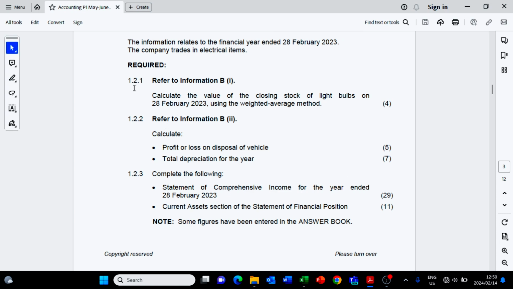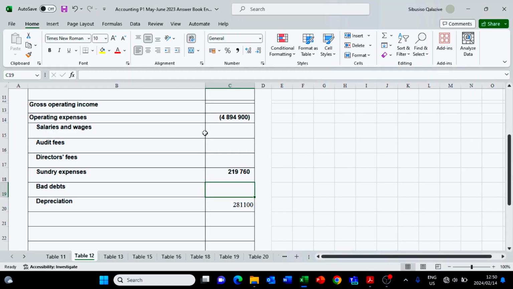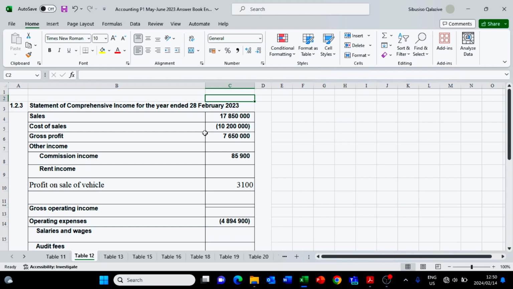Moving forward, we have already dealt with 1.2.1 and 1.2.2. So now we are required to complete the following: a statement of comprehensive income for the year ended 28 February 2023. So now we are going to be doing the income statement of Starlight Ltd. As you can see, our sales is already recorded. Also the cost of sales is already recorded. You also have the gross profit. So now what we are required to do is the other income.